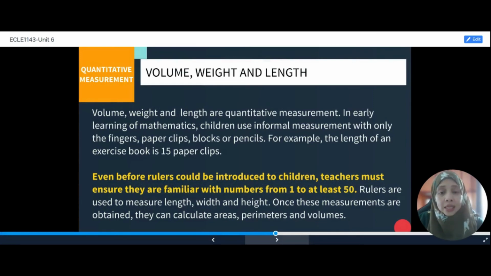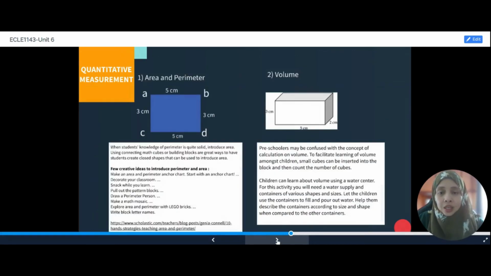Okay, dan satu lagi, before they are being introduced to this kind of measurement, standard measurement, dia perlu settlekan on the number sense. Mesti familiar with the number 1 to at least 50. Okay. So ini dah masuk ke arah primary school, ya. Kita boleh gunakan a few creative ideas if we want to start at the primary school.